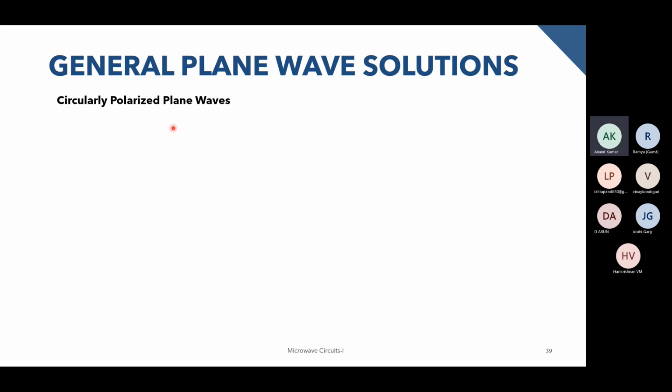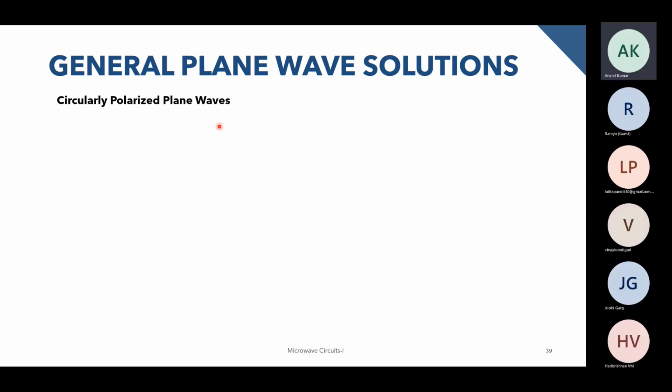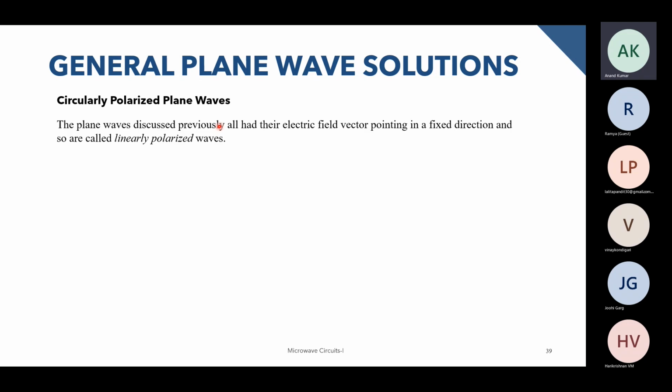Coming to circularly polarized waves: what we have discussed till now was where we had the electric field only in the x direction, and we call them linearly polarized waves. But quite often we come across circularly polarized waves, and among antenna engineers, circularly polarized antennas are very popular. So what do we mean when we say we are working with circularly polarized waves?